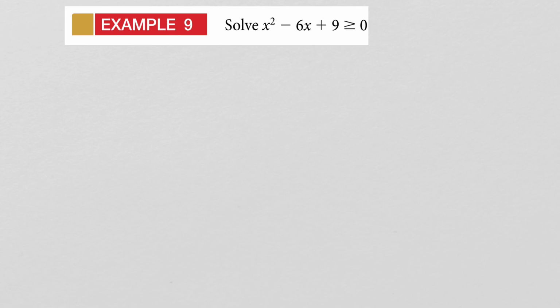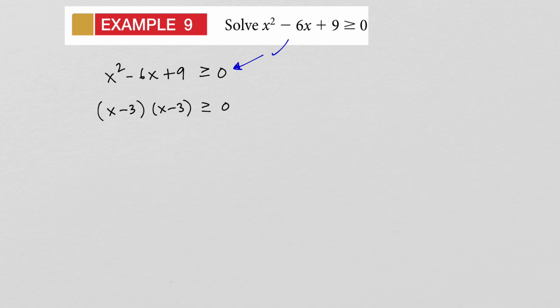Let's go ahead and take a look at the next problem here. We have x squared minus 6x plus 9 is greater than or equal to 0. So first of all, I want to make sure I have a 0 over here. So this is good. Check that off the list. Next, I'm going to factor the left-hand side. Now, the left-hand side factors into x minus 3 times x minus 3, which is actually x minus 3 quantity squared.